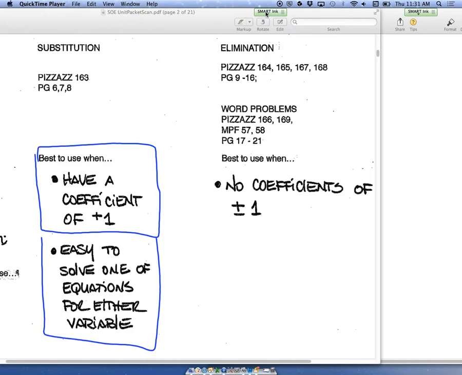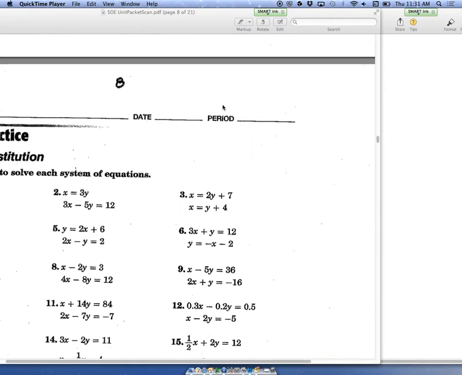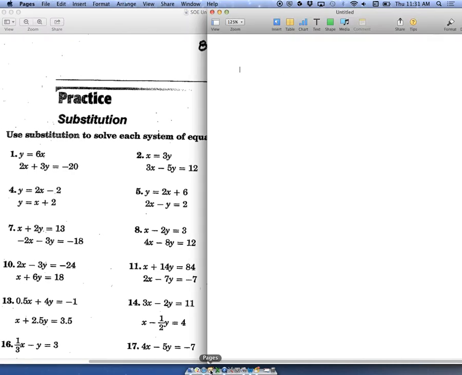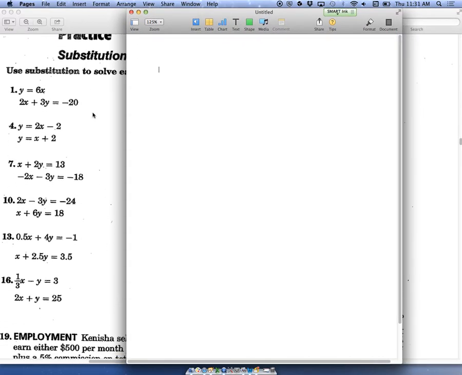So right now I would like for you to go to page 8 in your packet, and let's do a few of the examples together from page 8. The first problem that we will do together is number 1. You can see that the first equation is already set up so that y equals 6x. So I take the information from the first equation and I make a substitution in the second equation. I copy the second equation, and instead of writing the variable y, I will replace it with the value of 6x. So I end up with 20x equaling -20, therefore x is -1.